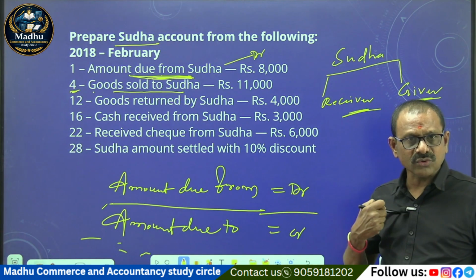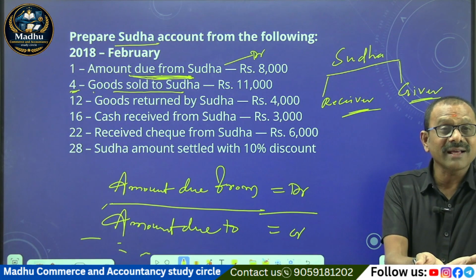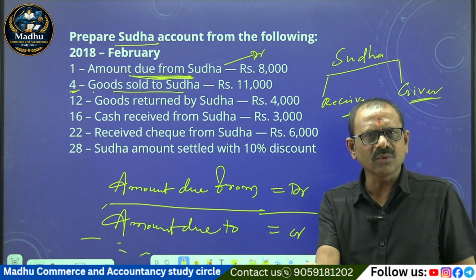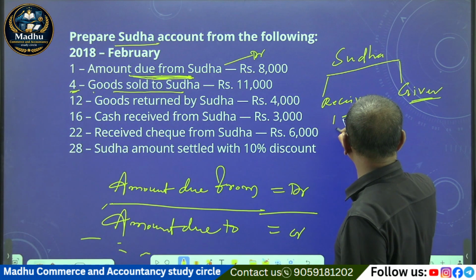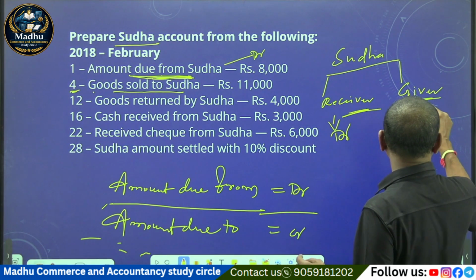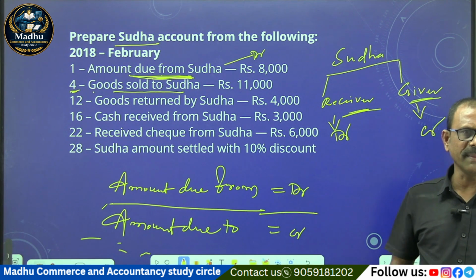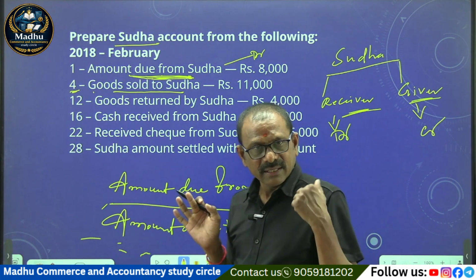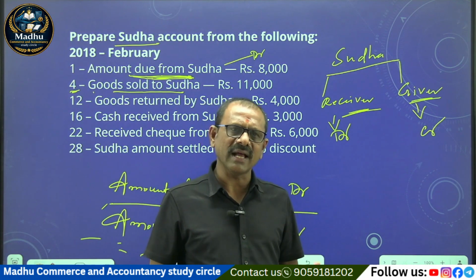Who sold? We sold. To whom? Sudha. We sold to Sudha, Sudha is the receiver. Simple logic. We sold goods to Sudha. Sudha is the receiver. Receiver means which side here? Debit side. Giver means which side? Credit side. Simple logic. Receiver means debit. Giver means credit. The person who receives benefit is the debtor. The person who gives benefit is the creditor.